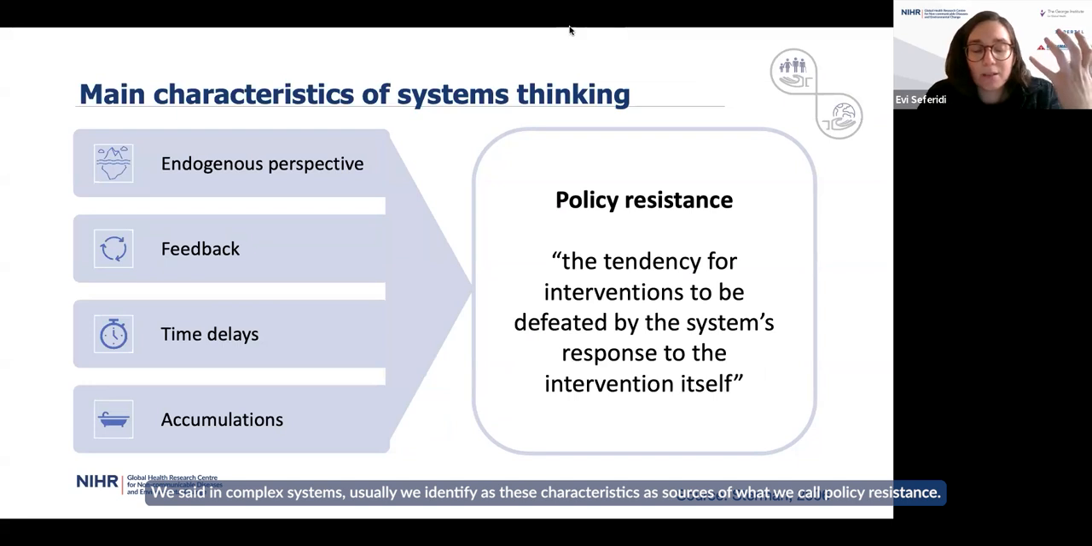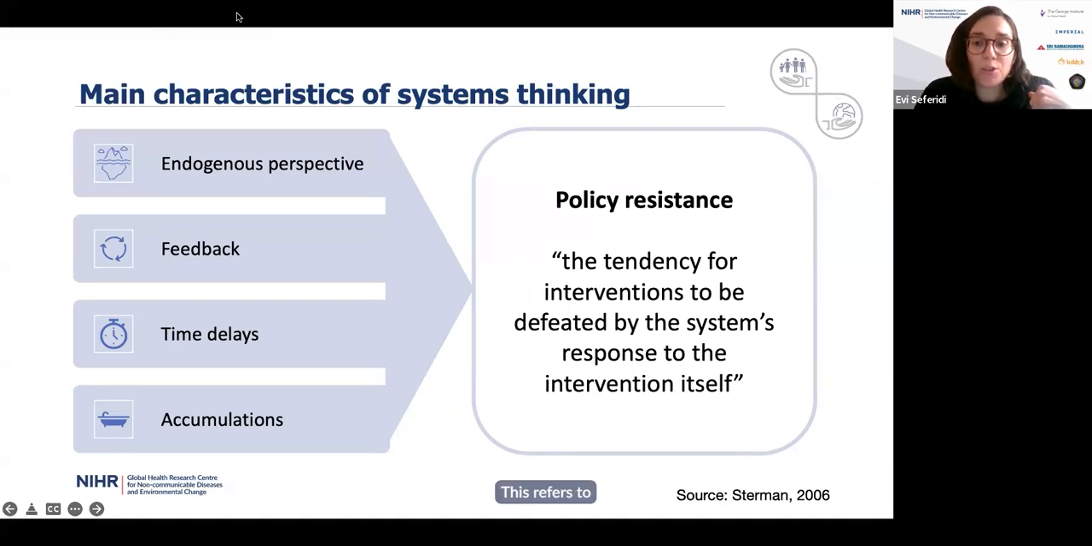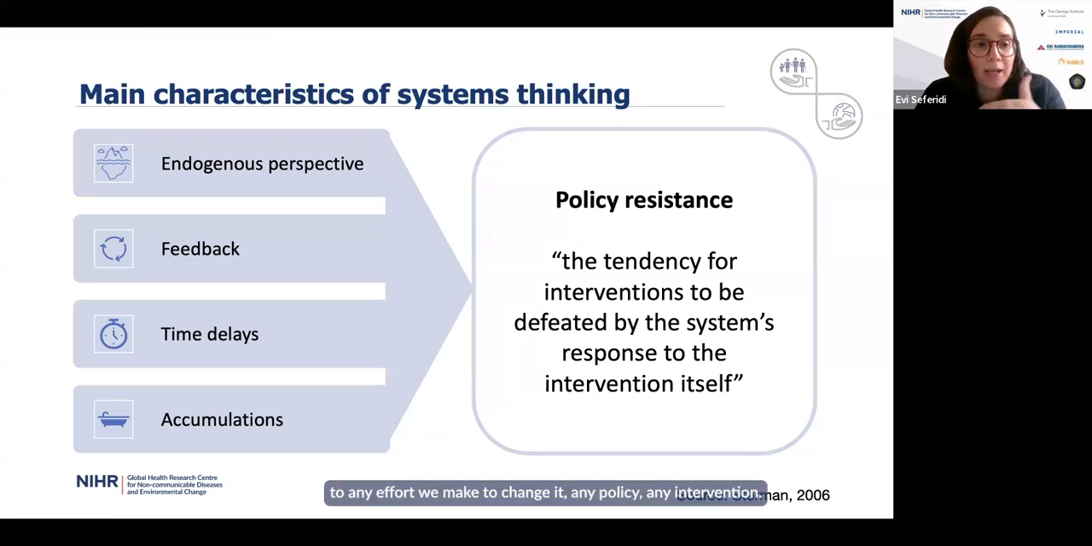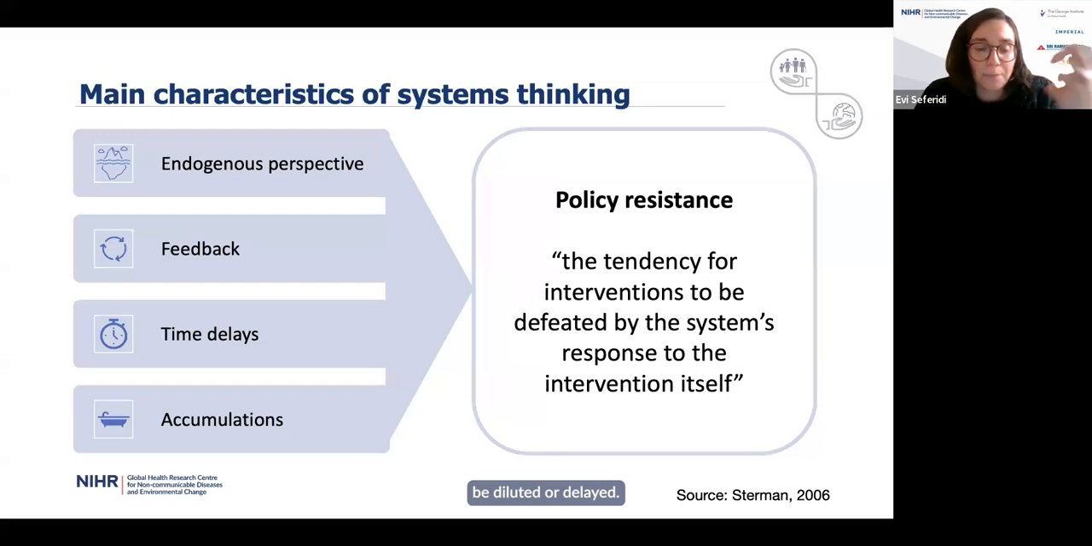In complex systems, usually we identify these characteristics as sources of what we call policy resistance. This refers to the way that the system responds to any effort we make to change it, any policy, any intervention. And this will lead to these policies failing or being diluted or delayed.